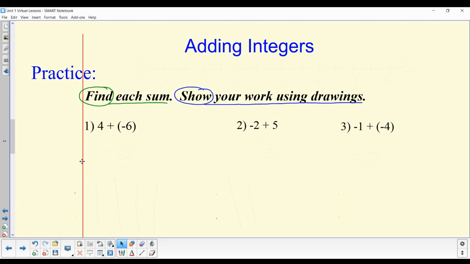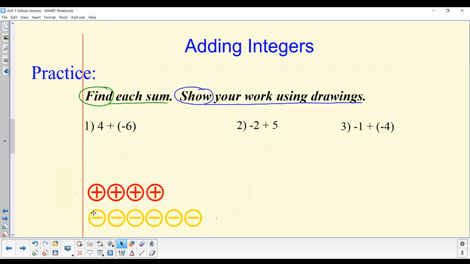When you're using integer tiles, you're going to skip 2 or 3 lines. Since 4 is positive, I'm going to draw 4 positive tiles. Positive tiles are just circles with plus signs inside them. And you're adding negative 6. Negative 6 means you have circles with negative signs in them, and negative 6 means you have 6 of them.